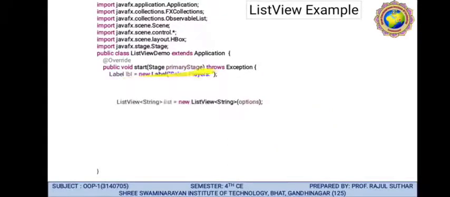For that we also require the label, because we have some non-editable text. So this is the list. What is the difference between combo box and list view? This type of question is asked in the GTU exam.